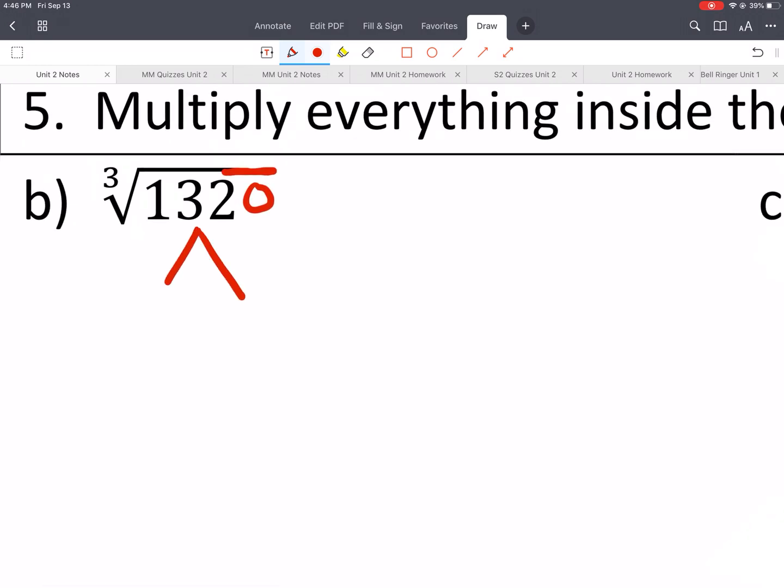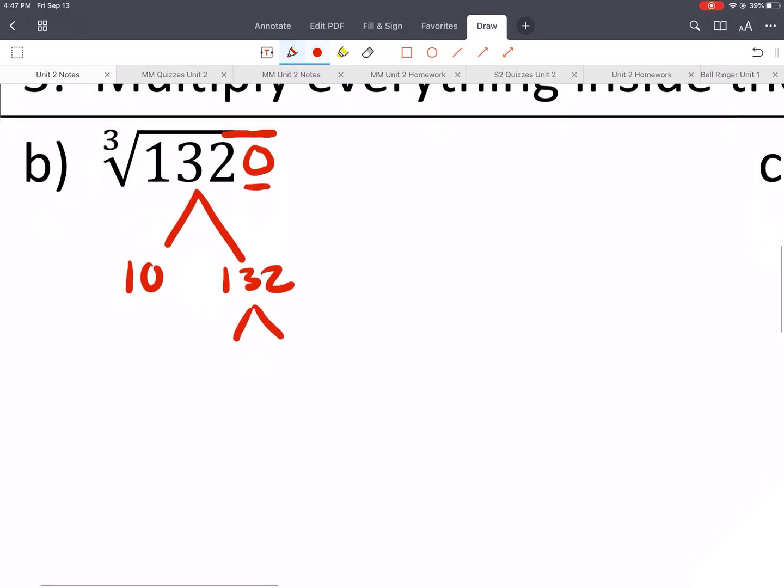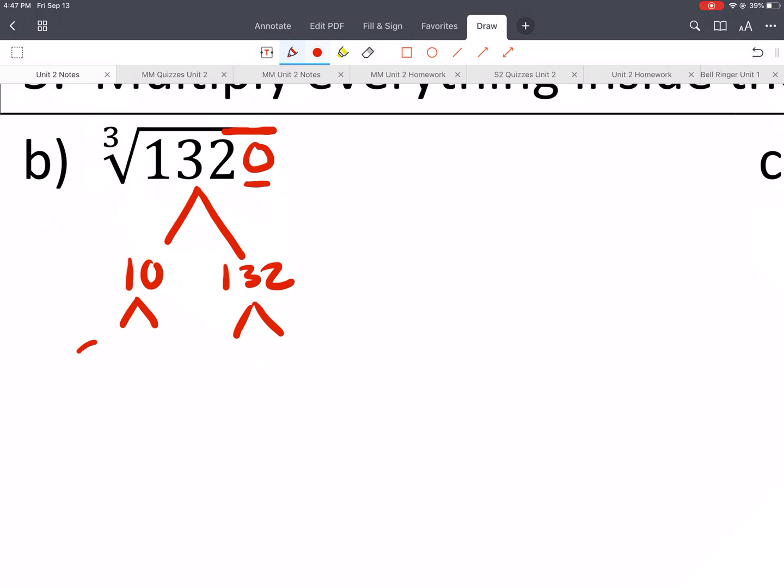So we'll use our factor tree. Perhaps we can take out a 10. Because it ends with a 0, we know that we can divide it by 10, and that would leave us 132. Let's do the 10 first. That could be 2 and 5. Then I know that we could divide 132 by 2 because it ends with an even number. So 132 divided by 2 gives us 66. And then we could do 6 and 11, and then 2 and 3.